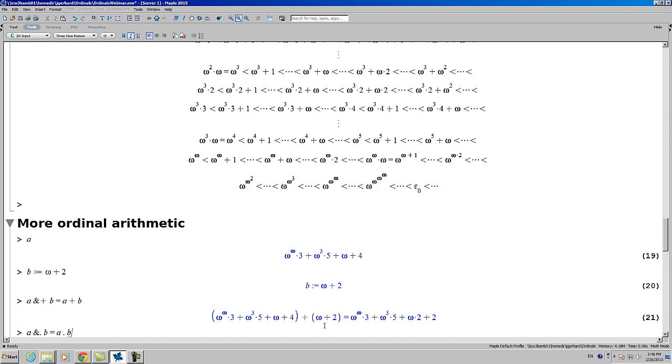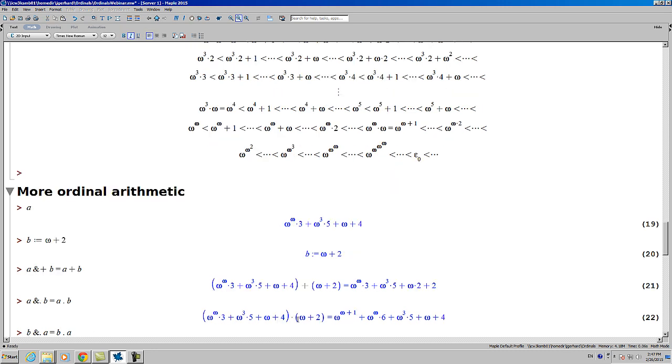So we have omega plus omega, that's just omega times 2. And then all the terms of smaller order on the right just get copied. That's just the 2 here. And all the terms of larger order on the left also get copied on the left here. If you would switch the order and add omega plus 2 on the left, then nothing interesting would happen, because all the terms of omega plus 2 are of lower order than the leading term of A. And so they would all be absorbed, and the result of the addition would just be A again.